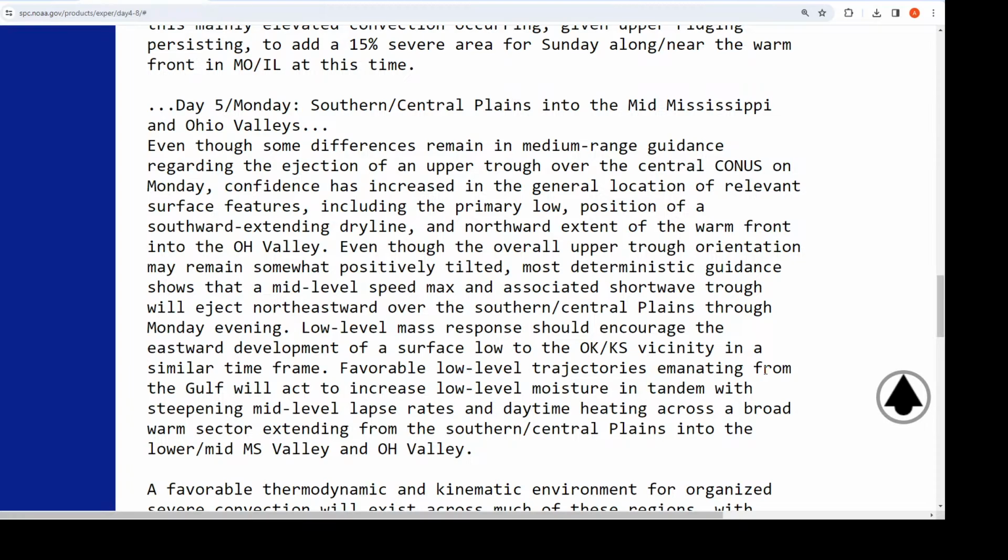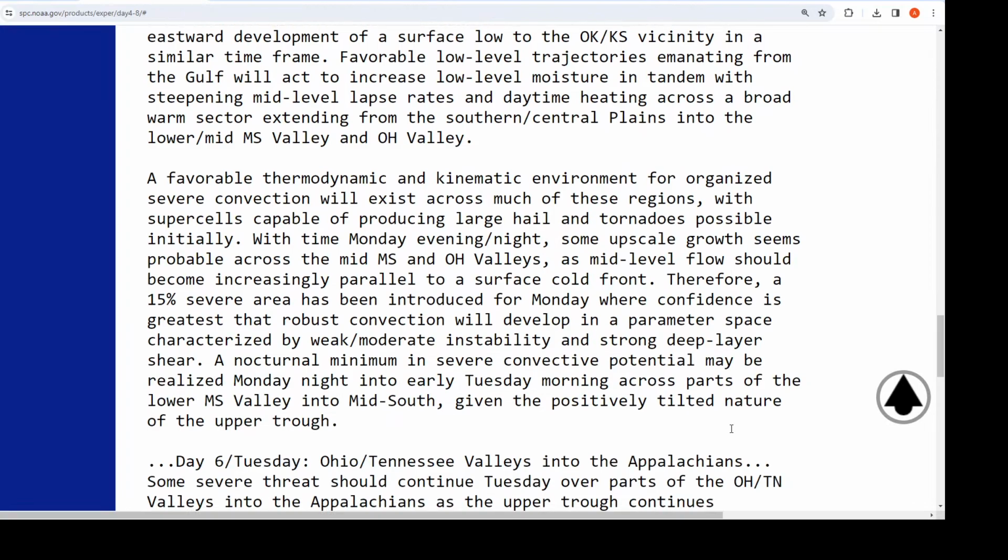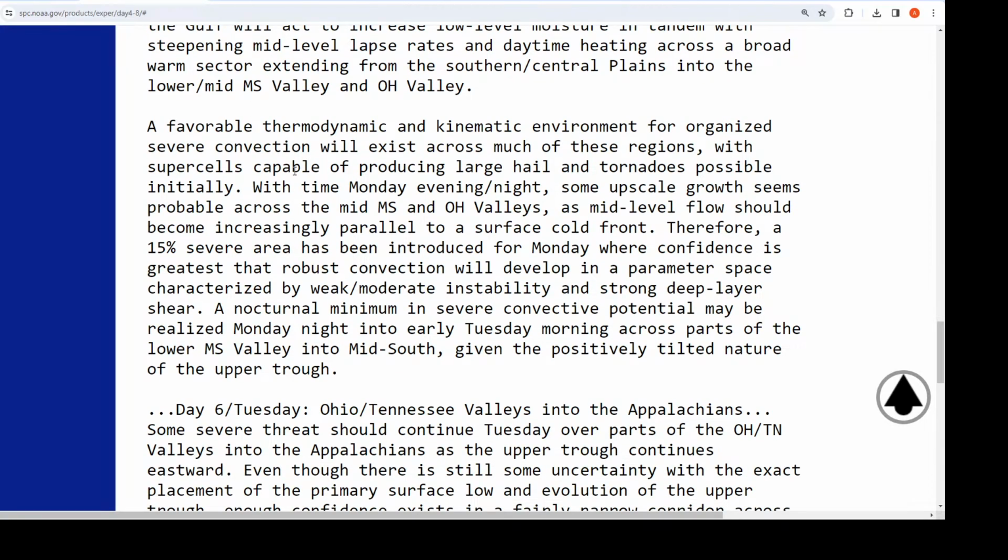Favorable low-level trajectories emanating from the Gulf will act to increase low-level moisture in tandem with steepening mid-level lapse rates and daytime heating across a broad warm sector extending from the southern and central plains into the lower Mississippi Valley as well as the Ohio Valley. So basically what we're looking at is supercells. The environment is going to be very favorable for supercells. Supercells can bring all severe hazards, including tornadoes, damaging winds and hail, and flash flooding, as well as significant lightning.